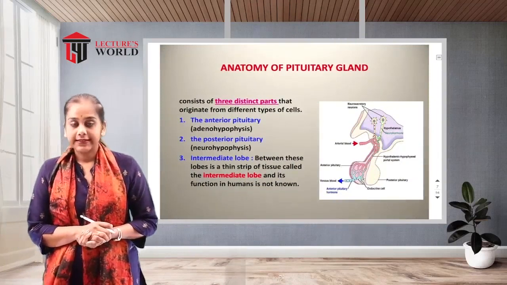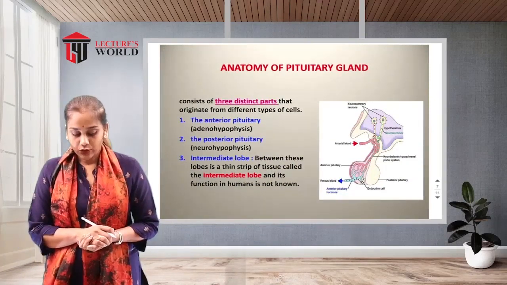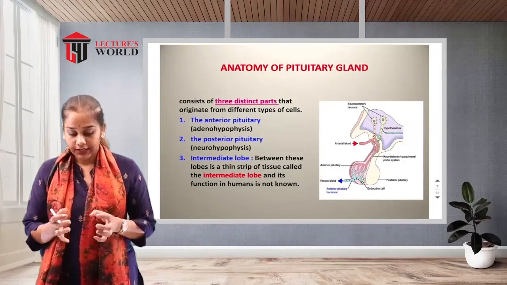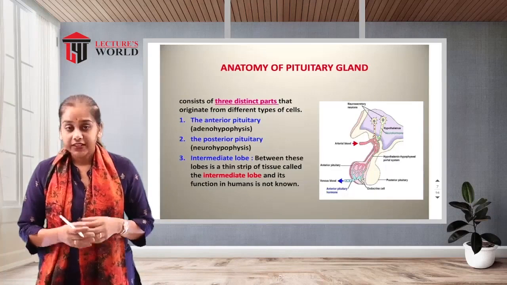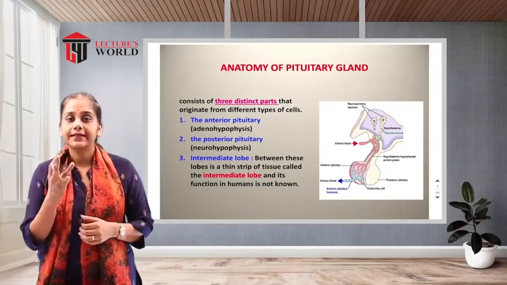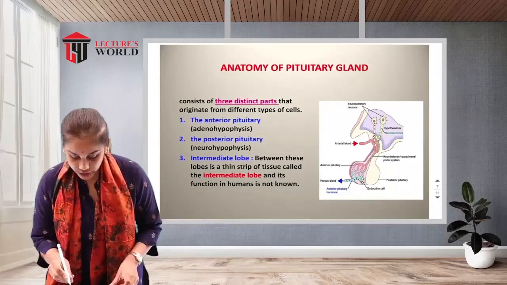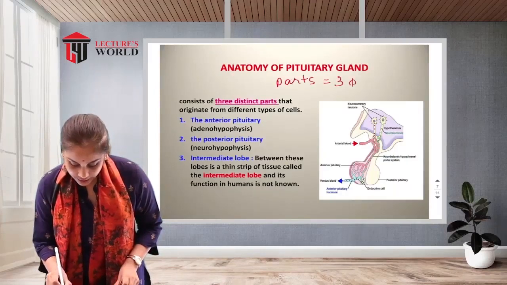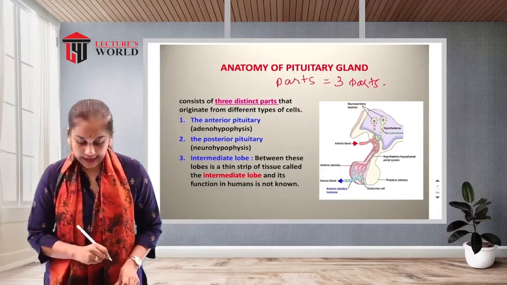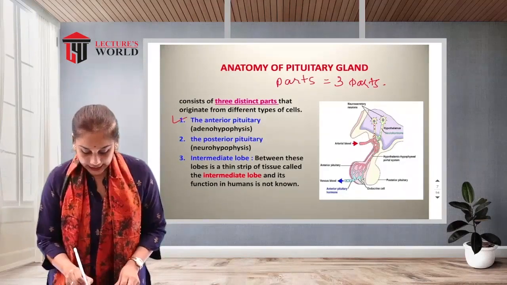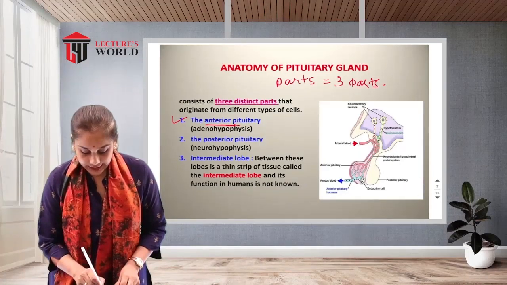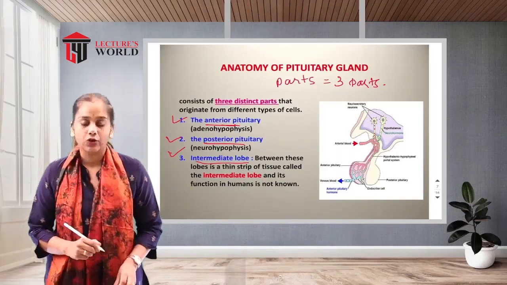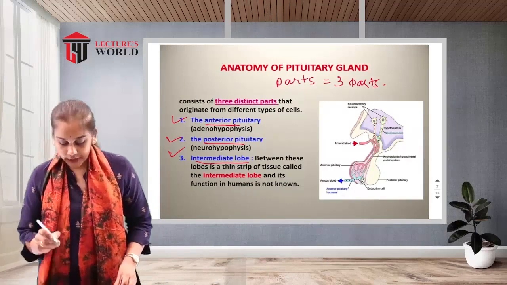It consists of three distinct parts that originate from different types of cells. So the major three parts of the pituitary gland: first one is the anterior pituitary, second one is the posterior pituitary, third one is the intermediate lobe. You can see in the figure.